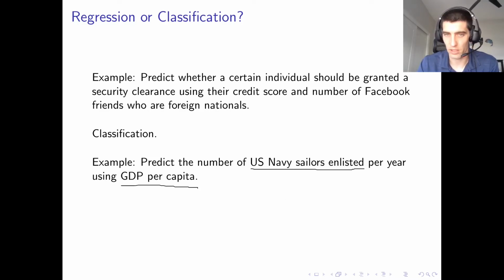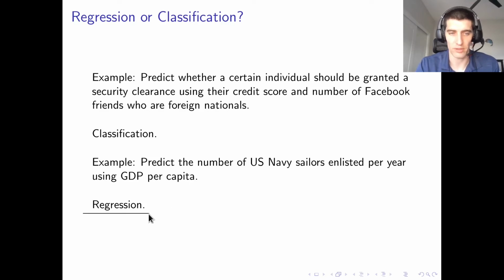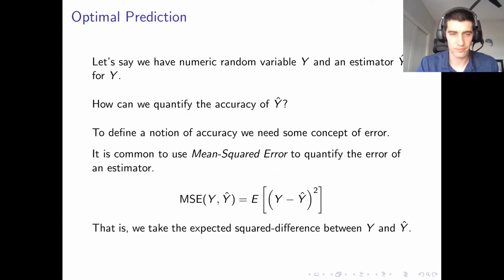Y is sailors per year, and then X is GDP per capita. So X, Y is a number, so this is regression. This is going to be our emphasis, the regression side of the house.